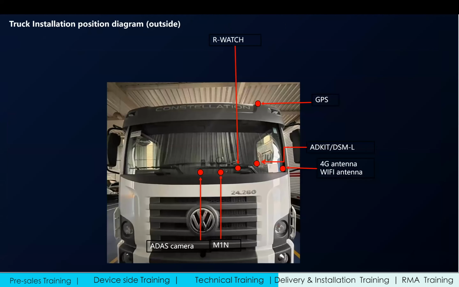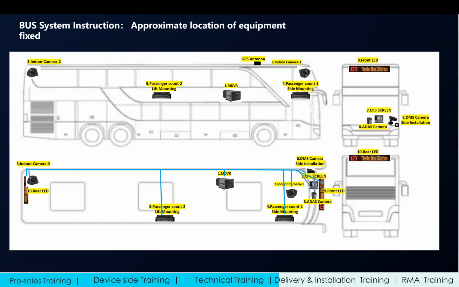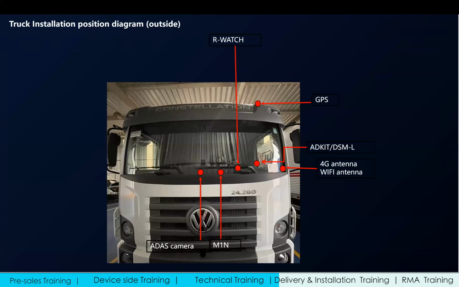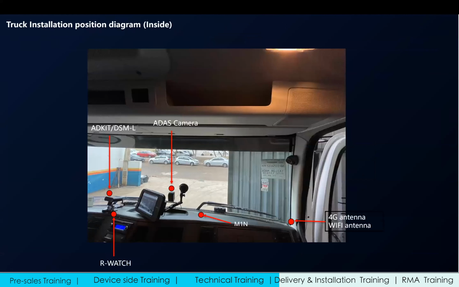And for the truck system, it's much easier. There is some ADAS camera, DMS camera for driver behavior. Then others are some outside or inside CCTV normal cameras, and also a GPS antenna. But we can see that whether taxi, bus, or truck, most of the components are the same and have the same installation requirements.